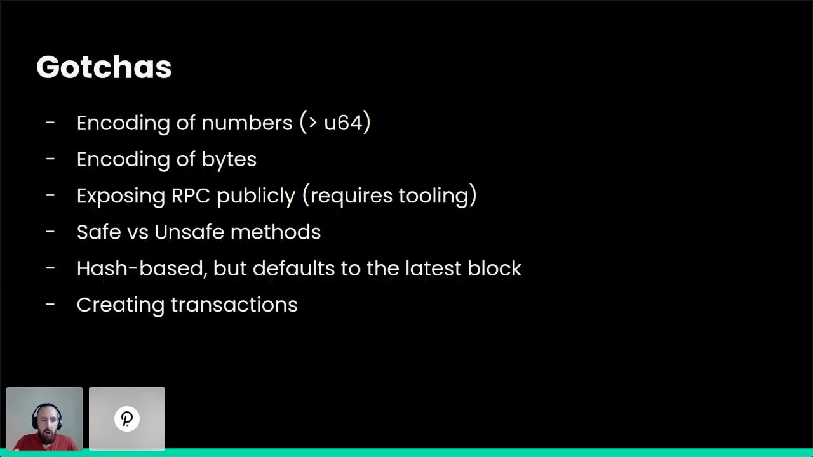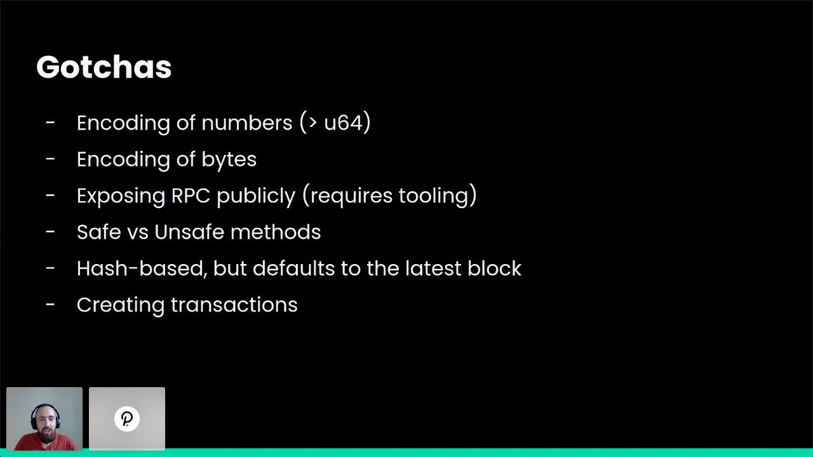So there are a bunch of gotchas that you have to keep in mind, whether you are contributing to Substrate by extending the core RPC, or creating your own RPC extensions for your own blockchain. For instance, the encoding of numbers, and by numbers I mean large numbers above u64. These numbers should be encoded as hex.